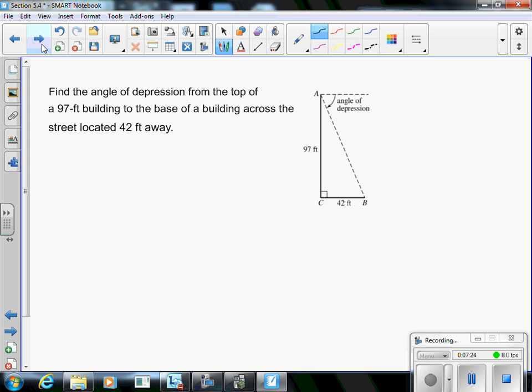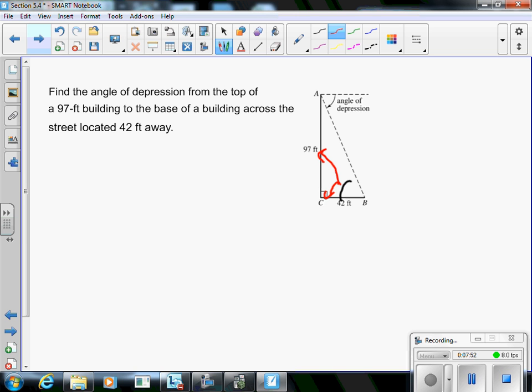Because these are alternate interior angles, I know that angle B would be equal to the angle of depression. I also know that from angle B, I am given the adjacent side and I'm given the opposite side.